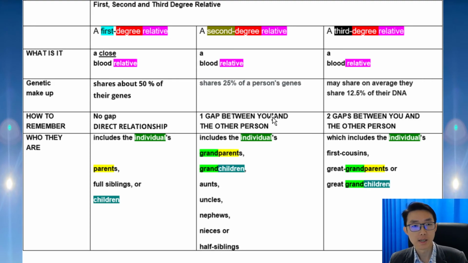I hope this presentation will help you understand more about what the differences are between a first degree relative, a second degree relative, and a third degree relative. This presentation is important because in subsequent videos, all cancer risks are defined in relation to the number of relatives, either first or second degree relatives, that have contracted a certain cancer.